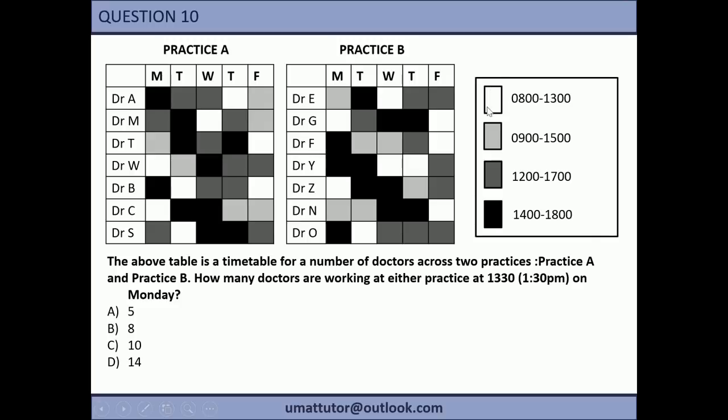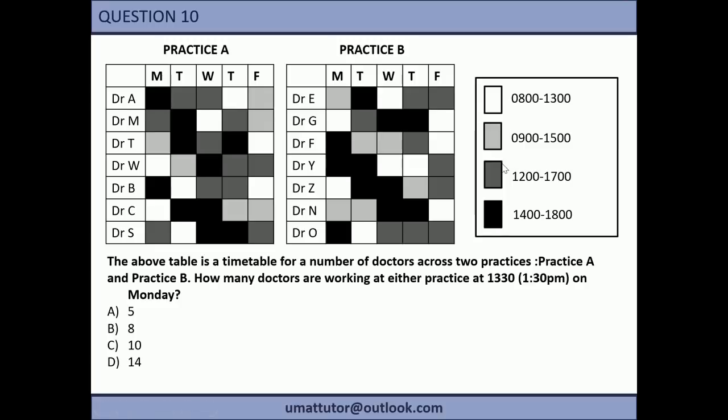So not white. We can see white finishes at 1 o'clock, which is before 1:30. The 2 grays include 1:30, and the black one here doesn't because it starts at 2. So the 2 grays are the ones we're interested in. They're the ones which contain 1:30 p.m.